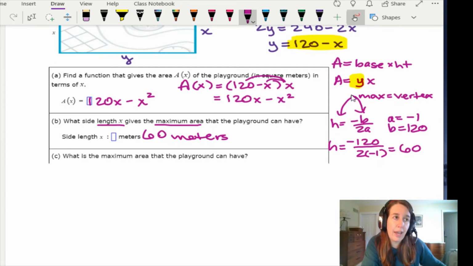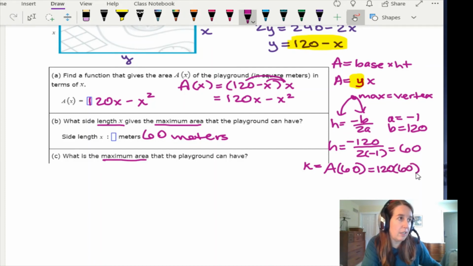That is the x coordinate of the vertex, that h value, and that tells us where the maximum is. And then it says what is the maximum, so that's the y coordinate, right? So now we're looking for the k value. So the k value, just plug it into the formula. So the area, A of x, at 60, is equal to 120 times 60, and then minus 60 squared. So we're going to type that in our calculator.